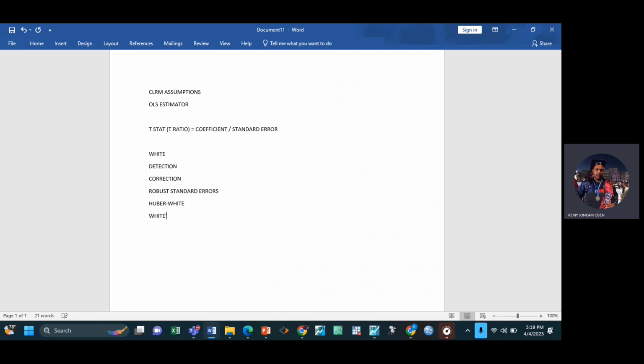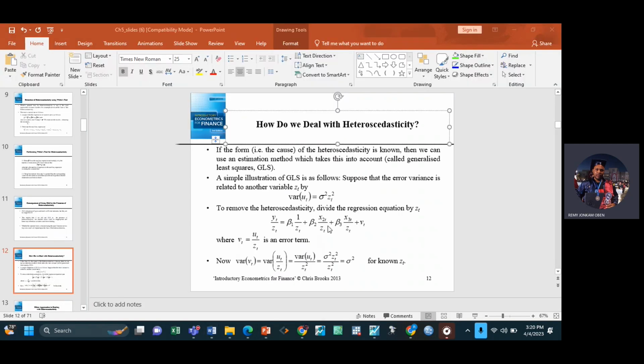White heteroskedasticity consistent standard errors. So these are actually different names of the same thing, right? It is White's heteroskedasticity consistent standard errors. That's the method he's using. In EViews, you will see Huber-White. Actually, it is robust standard errors. You know all these things from Bank 504.